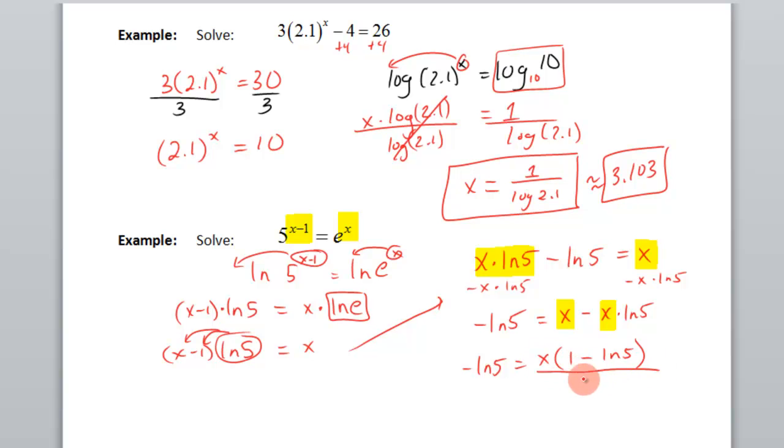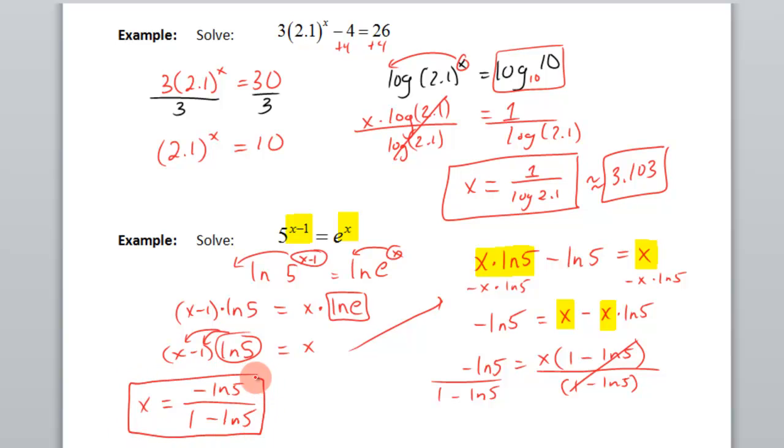Now, I'm solving for x, so guess what? Divide by this whole big mess. 1 minus natural log of 5, 1 minus natural log of 5, right? They cancel here, and then this is the answer. So x equals negative natural log of 5 over 1 minus the natural log of 5. Exact answer. Now we got to get an approximate, right?